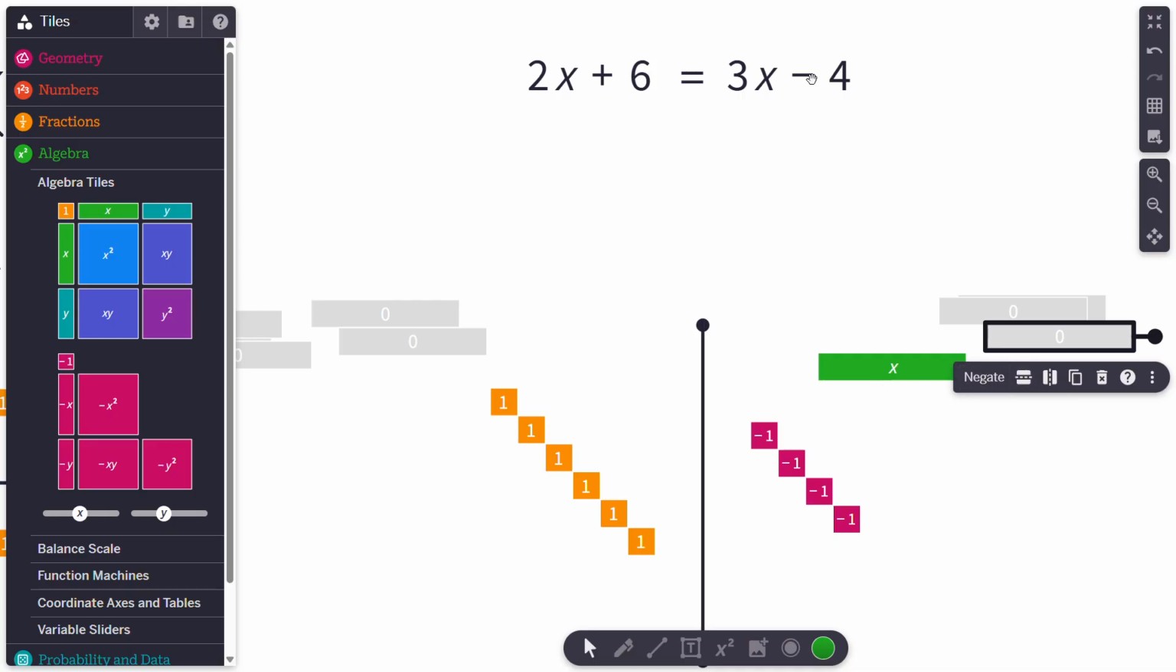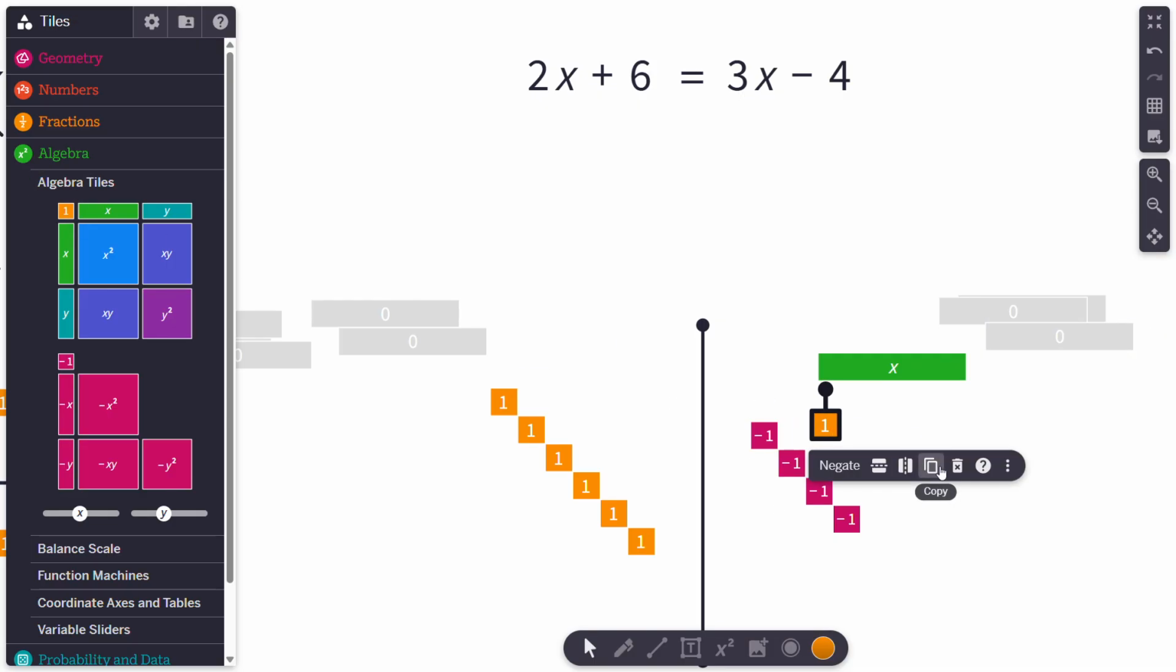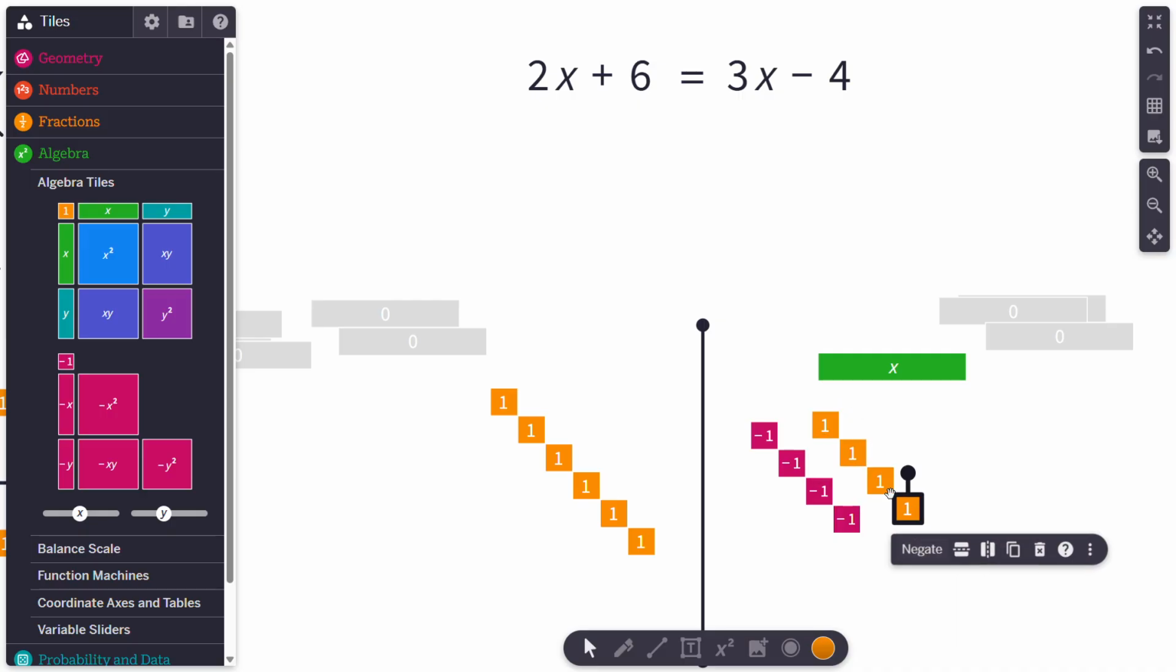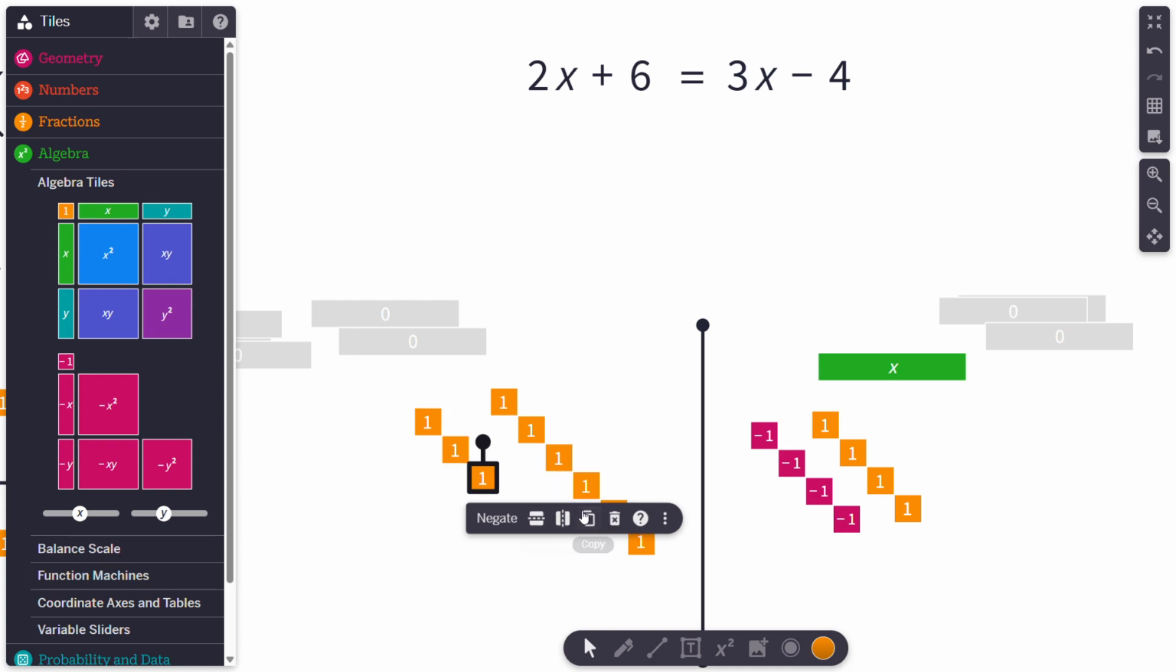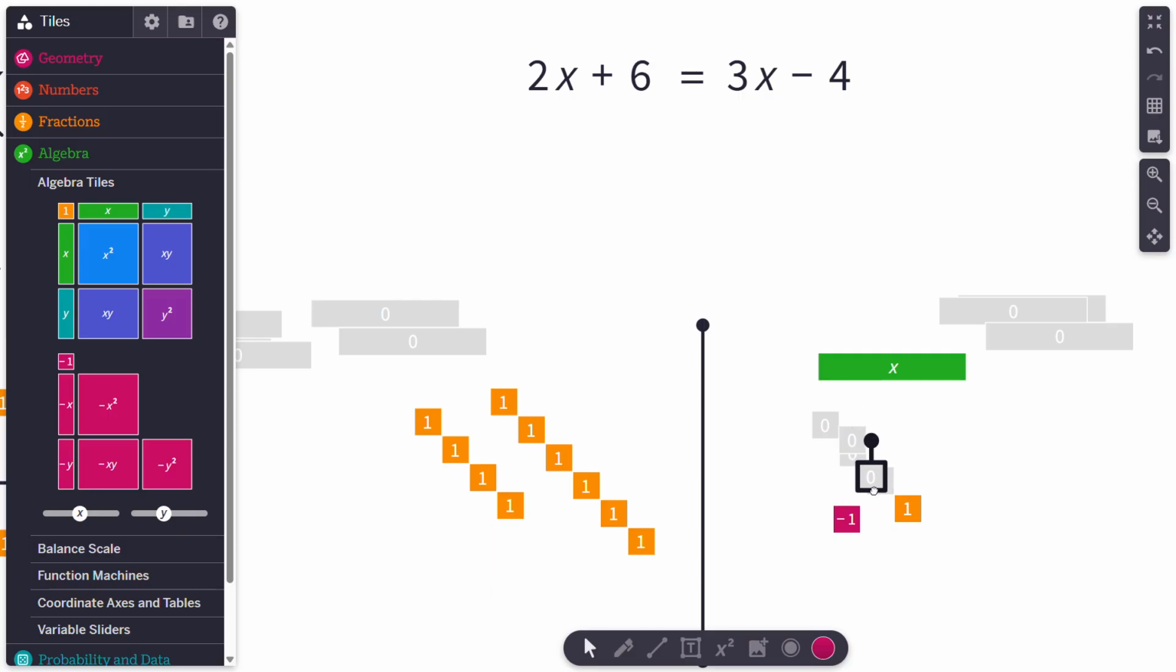So we want to add 4 now. So to add 4, we have to add 4 to both sides. We're adding 4 to both sides. Now we have 0 pairs. And we are left with our answer of x equals 1, 2, 3, 4, 5, 6, 7, 8, 9, 10.